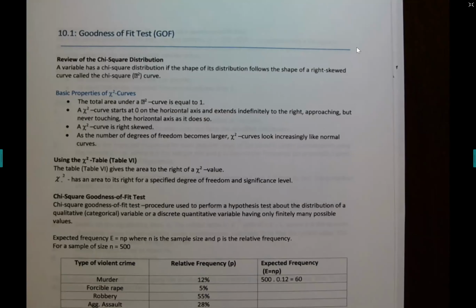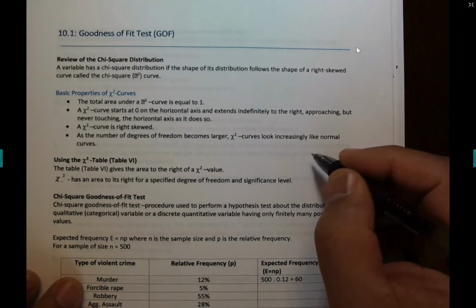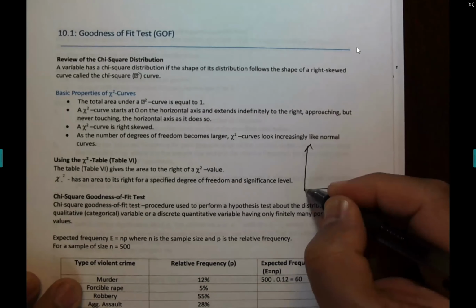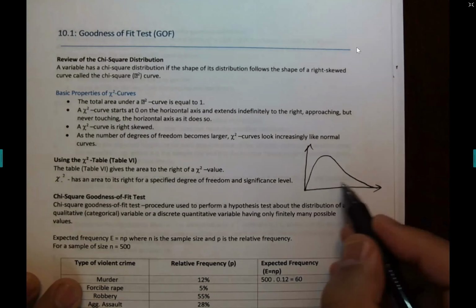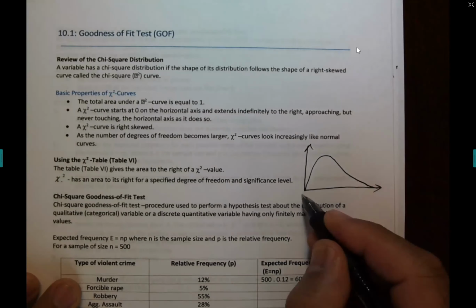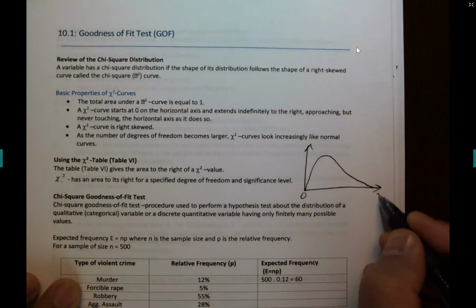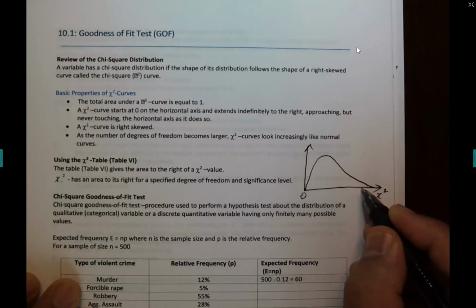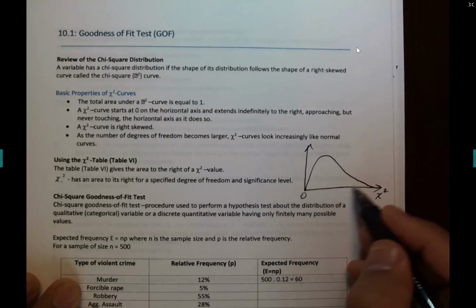The chi-square distribution, guys, looks like this. It's a right skewed distribution. It is a positive distribution. It's skewed to the right. The values are always positive. Total area under the curve is always equal to 1, and it uses degrees of freedom.